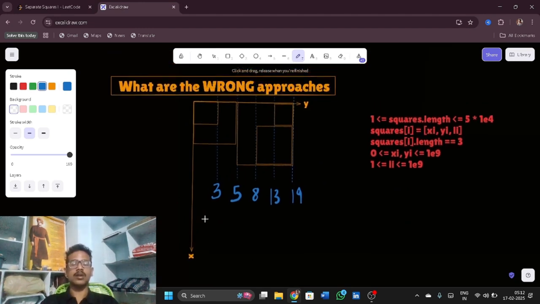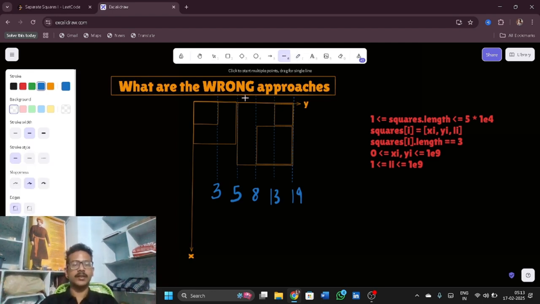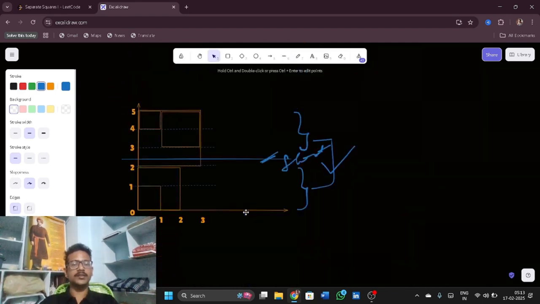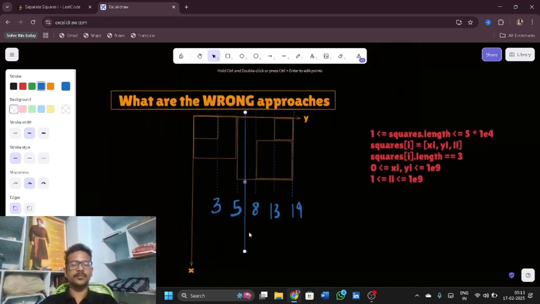Now what are the wrong approaches for this problem? Let us understand what the wrong approaches are. I have tilted or rotated this graph so that you can get the middle part of y. That means I need a line something like here. So I have rotated this so that you can understand. I want this line where the right side and left side areas are equal.